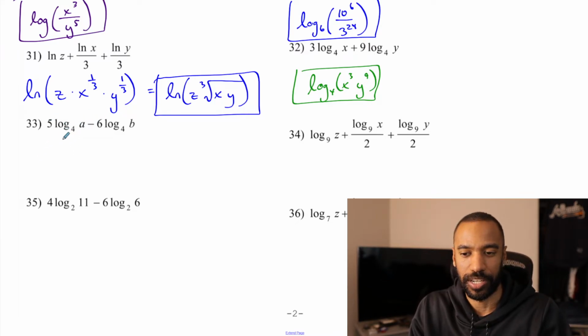So subtraction of the logs is division inside a single log. It's both the same base. So log base 4 of a to the 5th over.